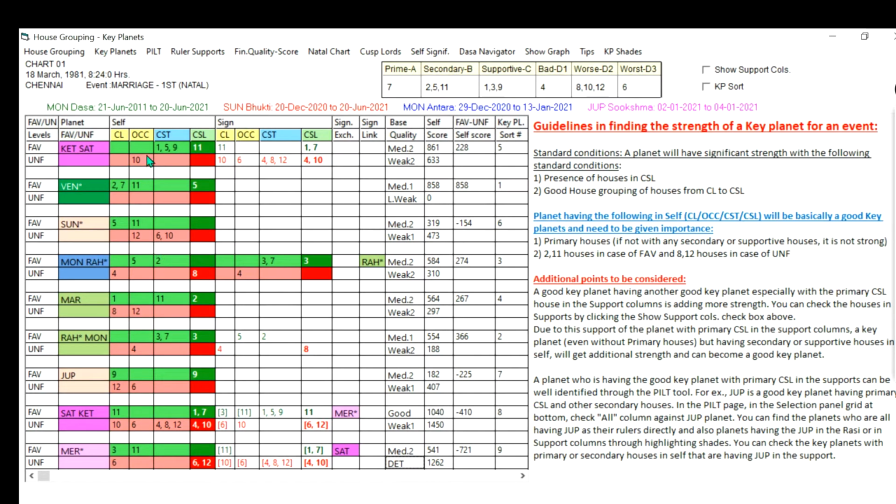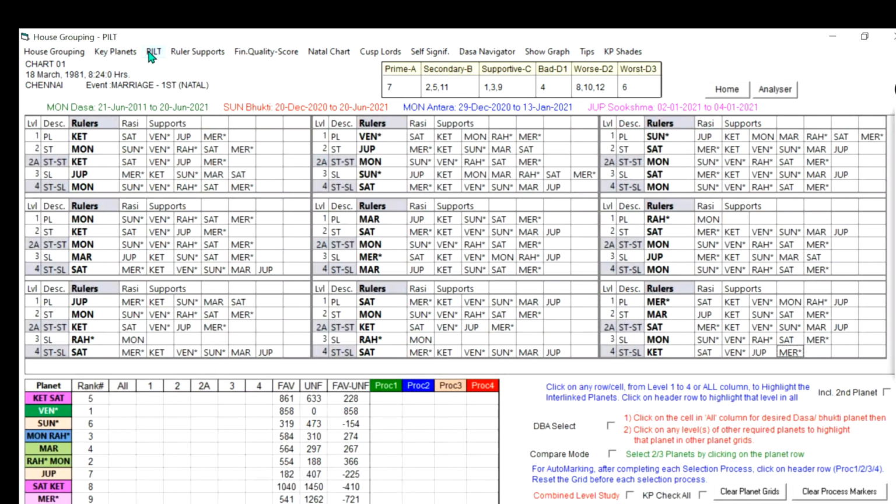So with the help of the key planets we can identify the favorable and unfavorable key planets. Now let me take you to the PILT, where we can also check the key planets. What are PILT tables? PILT tables are exclusively used to identify the planetary interlink theory between the planets, Dasa, Bukti, Antra, and this table is more useful in finding the significators, I mean through the key planets.